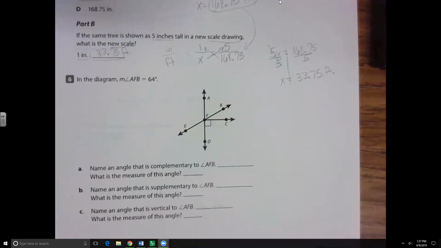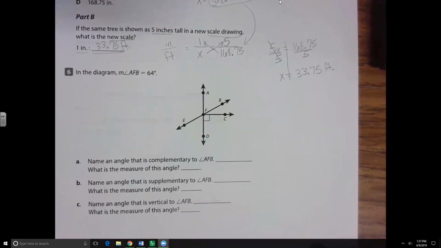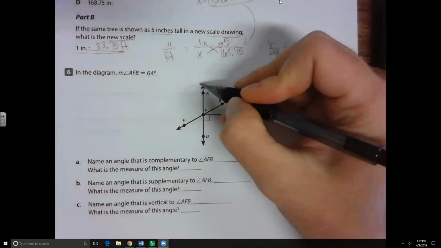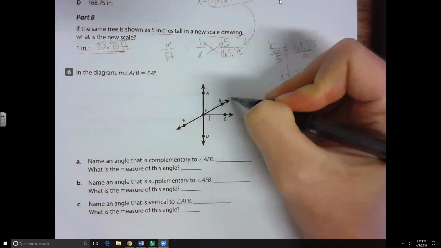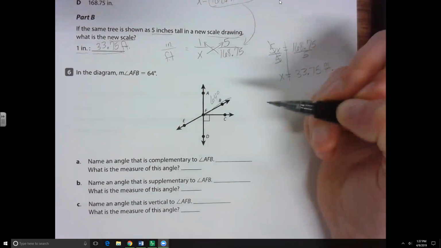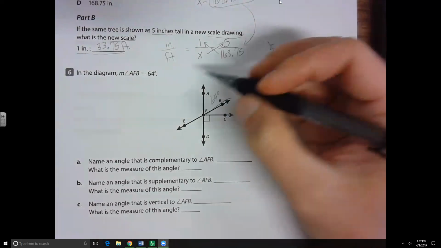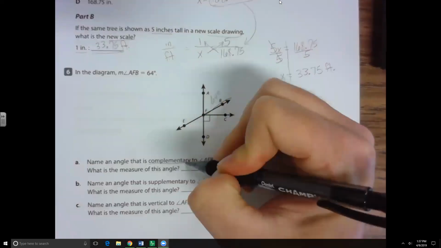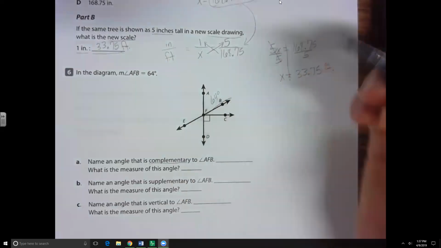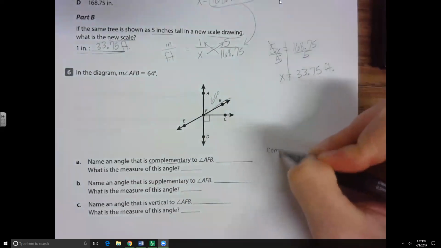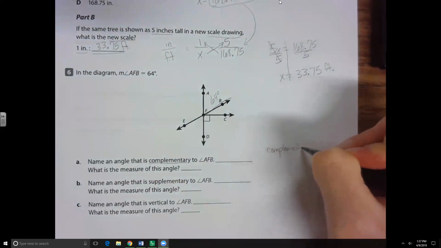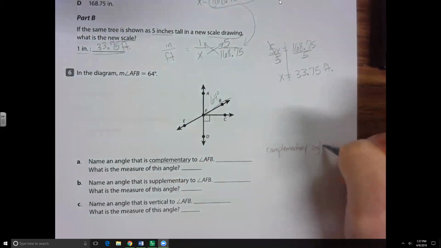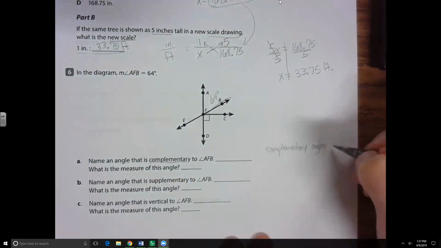Number 6, it tells me that the measure of angle AFB is 64 degrees. So that's this angle here, and it measures 64 degrees. Okay, we need to name an angle that's complementary to angle AFB. Okay, complementary angles. What's special about complementary angles is they have a sum of 90 degrees. It's two angles that when I add them together, I get 90 degrees.